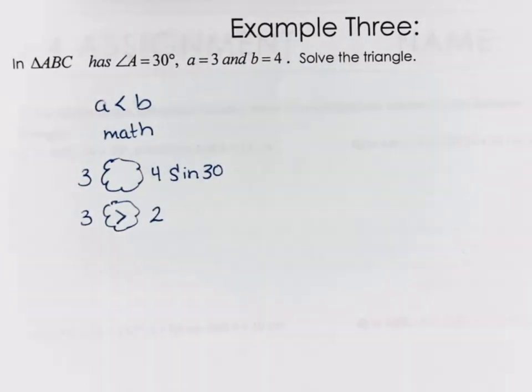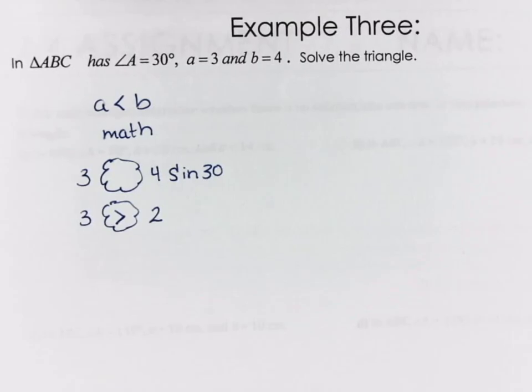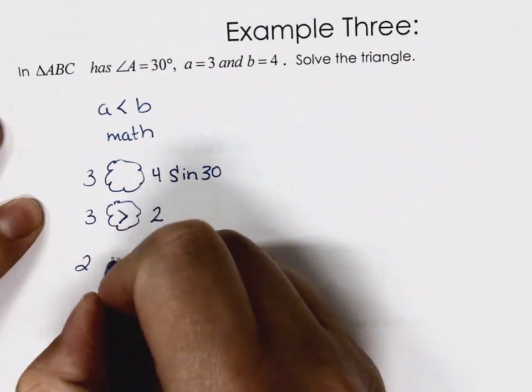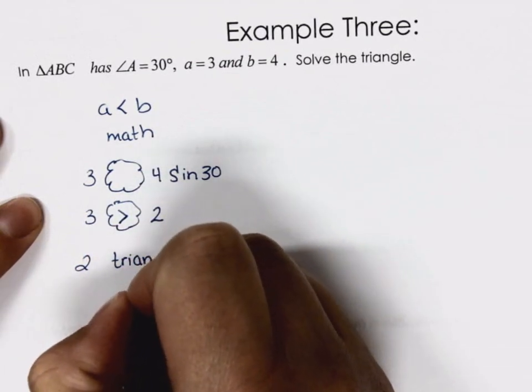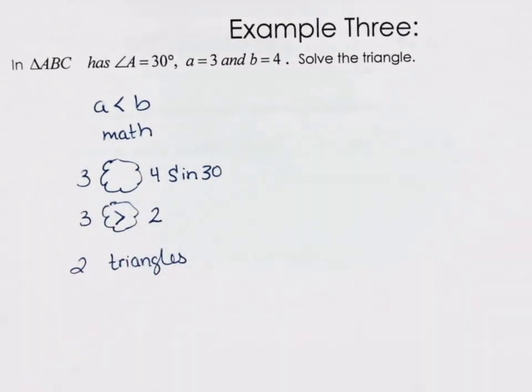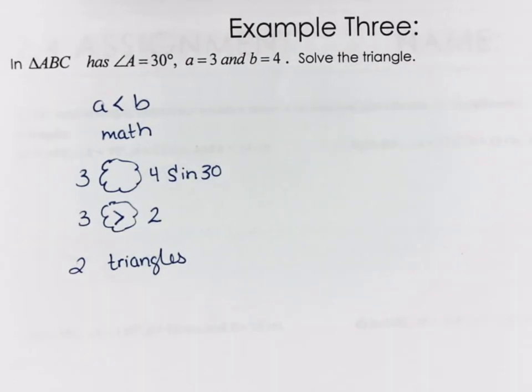So what does that mean? We have to do 2 triangles here. What happens if it's no solution? If it's equal, it's a right angle triangle. If it's less than, it's no solution. Less than, you say no solution. And then I made your life easier.